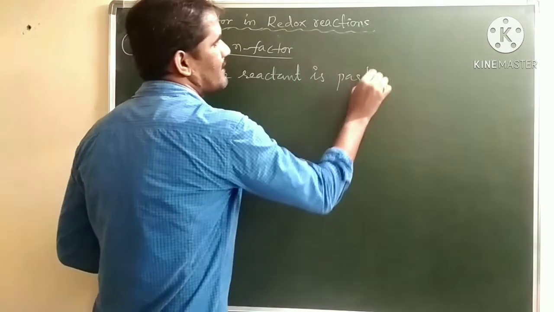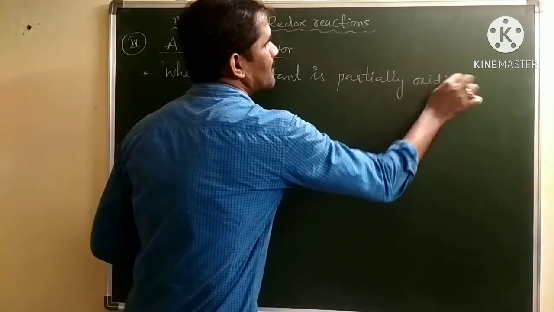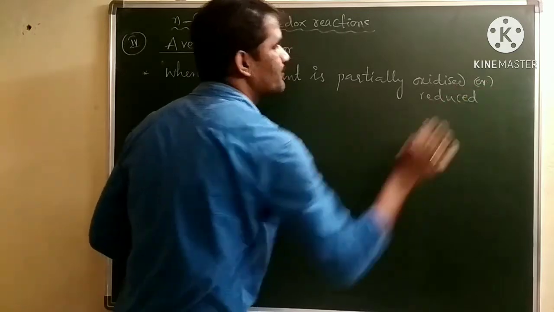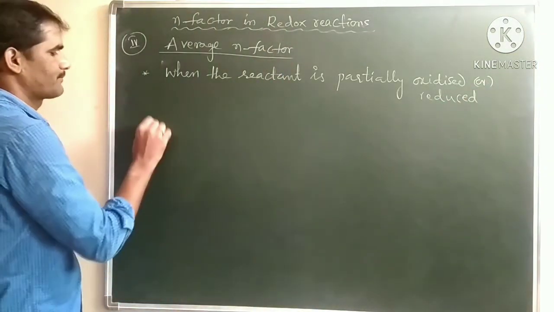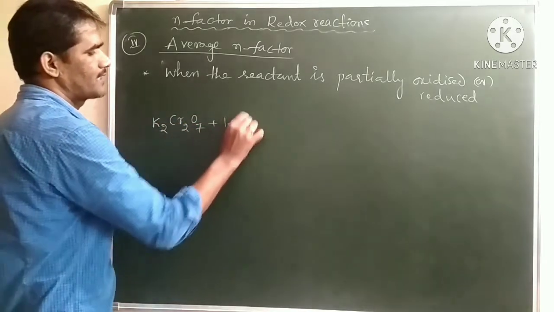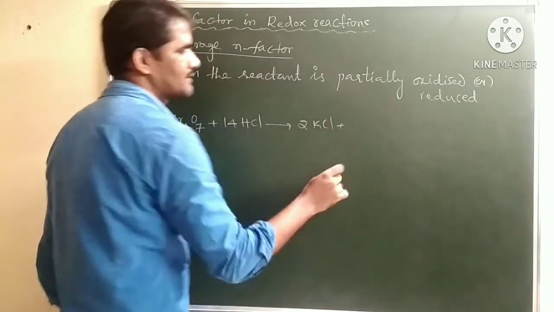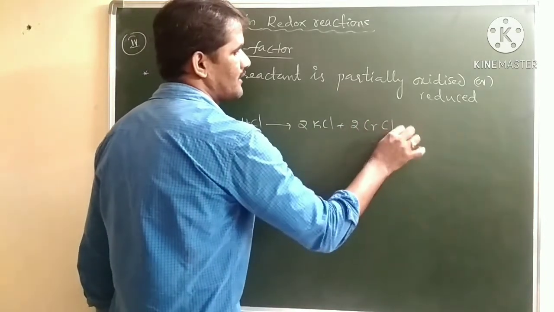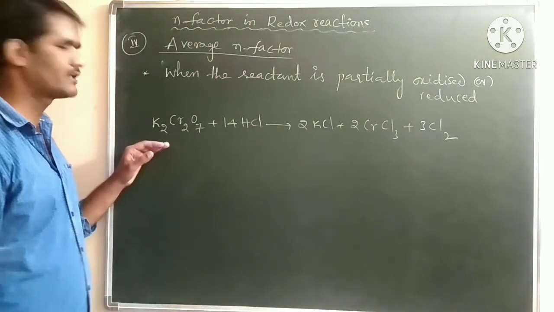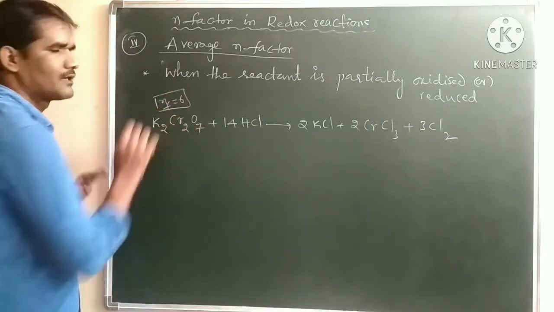Then how to calculate its N factor, if the reactant is partially oxidized or reduced? Let us take one example here. Potassium dichromate, when you treat it with 14HCl, will give KCl plus 2CrCl3 plus 3Cl2. In this reaction, as usual, the N factor of potassium dichromate is 6, no doubt at all. That we have already discussed.